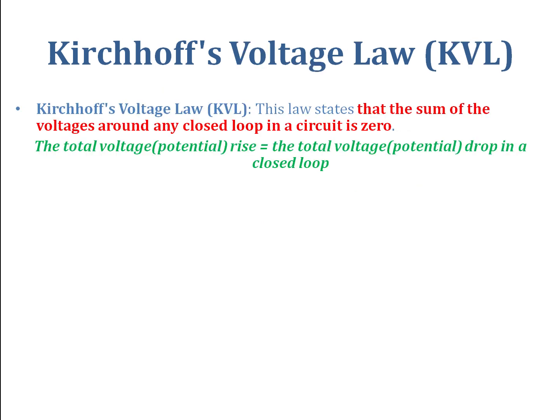Moving on to Kirchhoff's voltage law. Kirchhoff's voltage law states that the sum of voltages around any closed loop is equal to 0. In other words, the law can also be stated that the total sum of potential rise in a closed loop is equal to the total sum of voltage drop in a closed loop. Closed loop refers to any closed path in a circuit.